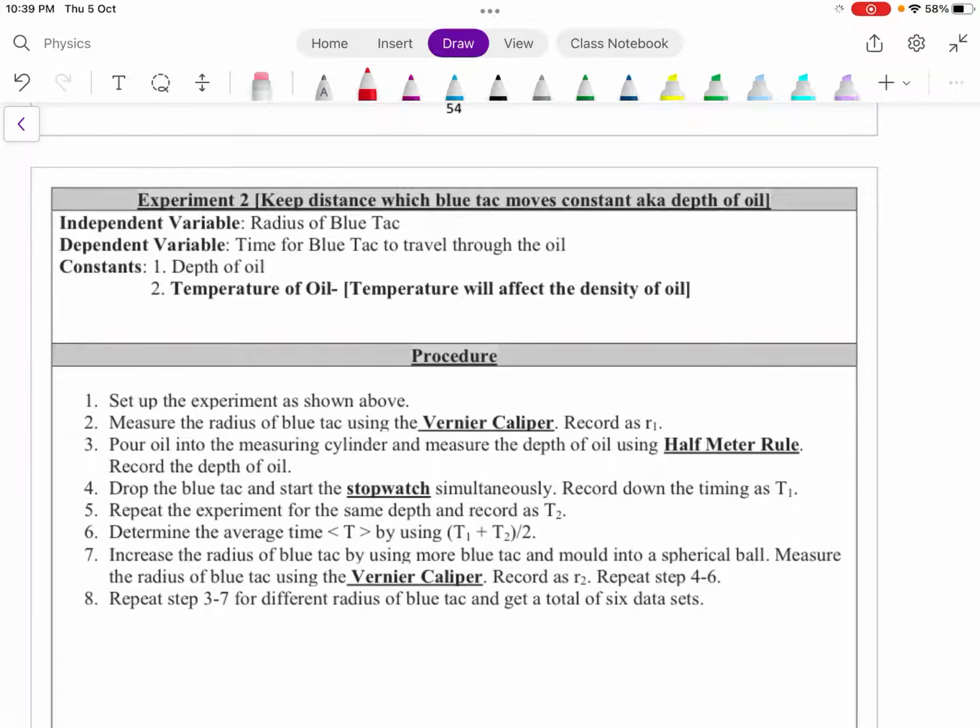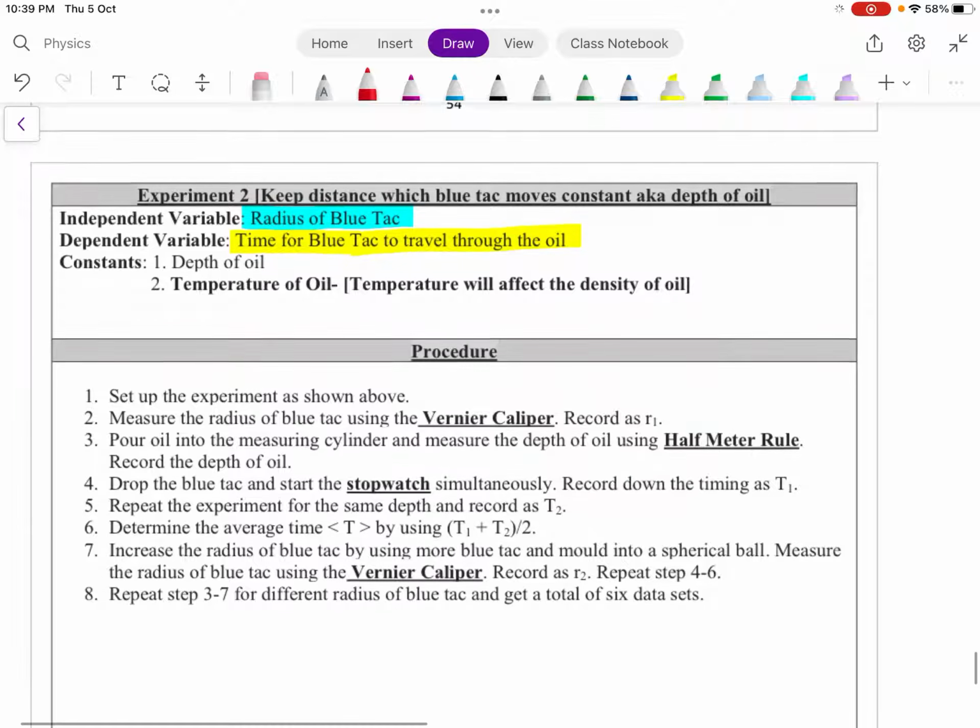Okay, experiment 2 is where now instead of varying the depth of the oil, I want to keep the depth of the oil constant. So now what do I vary? I vary the radius of the blue tag, meaning that maybe I start from 1 centimeter, I slowly increase to 2 centimeter, 3 centimeter, and so on. So now the independent variable will be the radius of the blue tag. The dependent variable will still be the same, which is the time for the blue tag to travel through the oil. So what are the constants now, or what we call the control variables? First will be the depth of the oil. Second will be, again, the temperature of the oil.